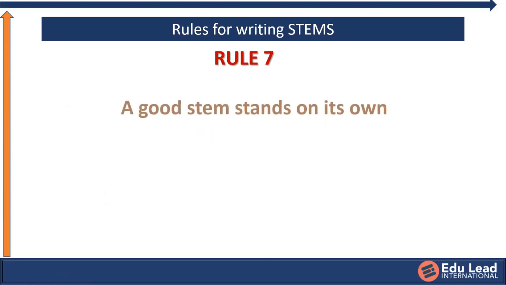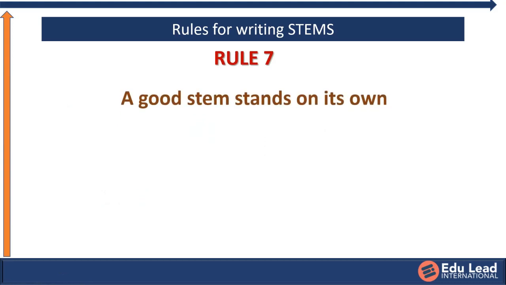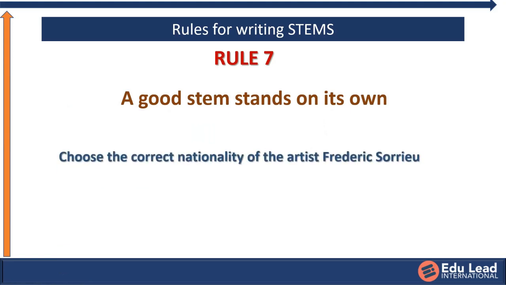Rule number 7 is to see that the stem is standing on its own. The quality of a good stem is that it stands on its own, which means that just by reading the question, the child should be able to answer the question without even going through the options. So if you have created such a stem, that qualifies to be a good stem.